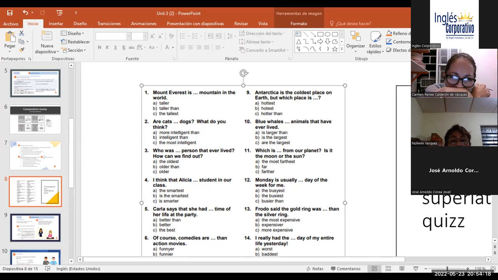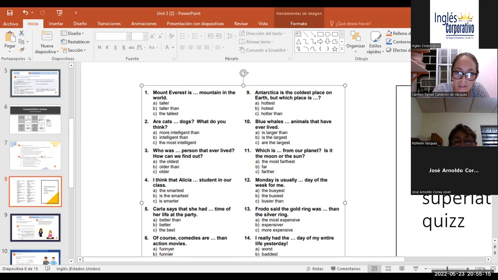Number 11. Is the most far from our planet. The most, ese es raro, ¿verdad? Esos son los irregulares. Ese es little C. Irregular. Is farther. No, es que farther es comparativo. Y aquí dice cuál es el más lejano de nuestro planeta. ¿Es la luna o el sol? Entonces tiene que ser the most far. Porque ya está el is. Is farther from our planet. Para mí que tiene que ser sí.